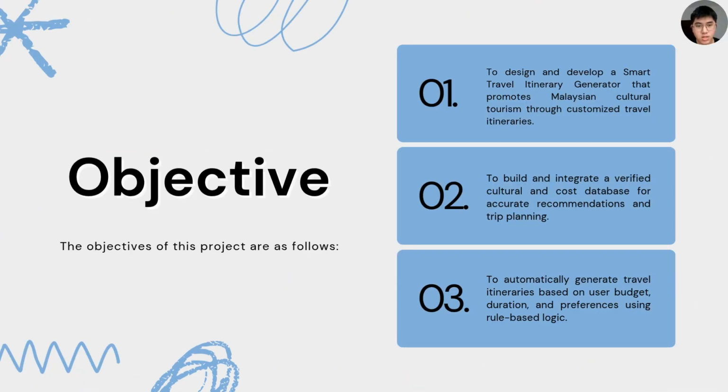The first one is to design and develop a smart travel itinerary generator that promotes Malaysian cultural tourism through customized travel itineraries. The second one is to build and integrate a verified cultural and cost database for accurate recommendation and trip planning. And the third is to automatically generate a travel itinerary based on the user's budget, duration, and preference using rule-based logic.